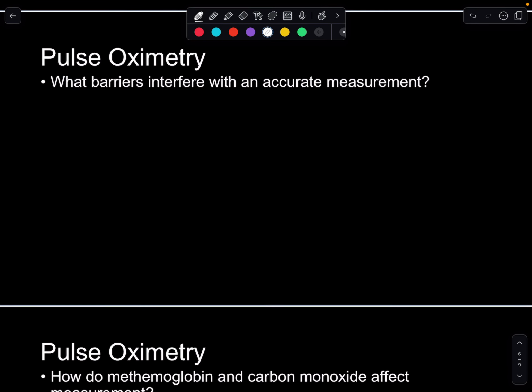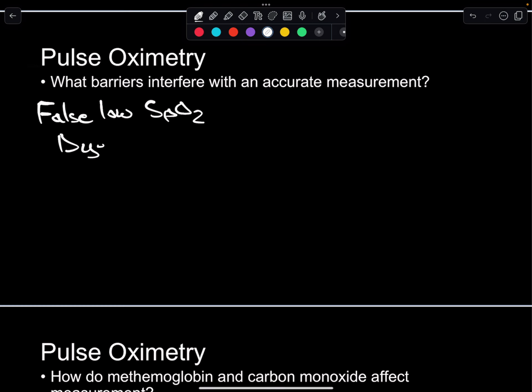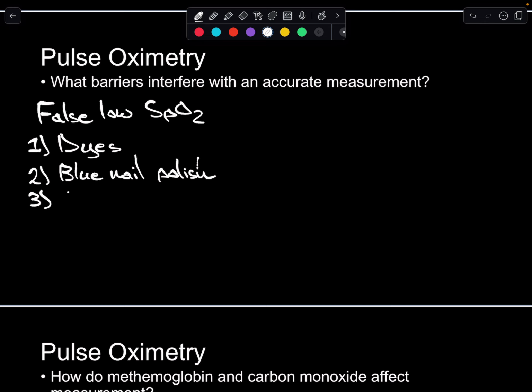A few different factors can produce a falsely low SpO2 reading. So various dyes. The two most common ones are going to be methylene blue and indocyanine green. Those can produce a falsely low SpO2 reading if those are injected intravenously. Blue nail polish. And then shivering or other motion.